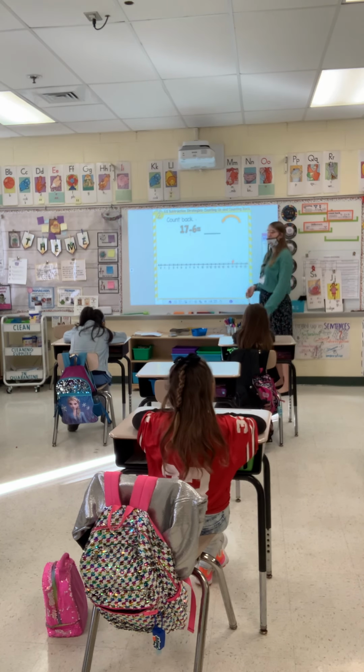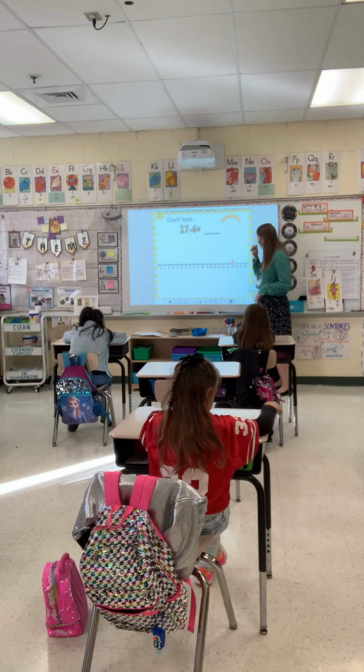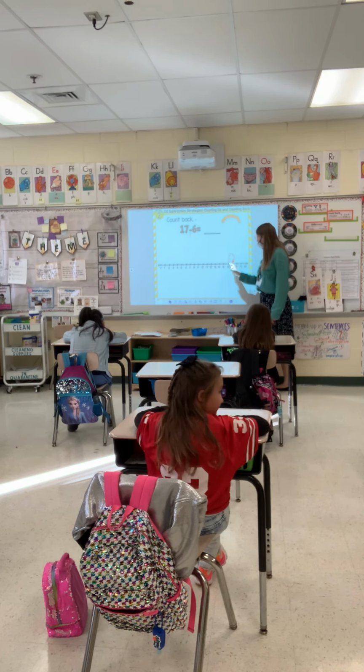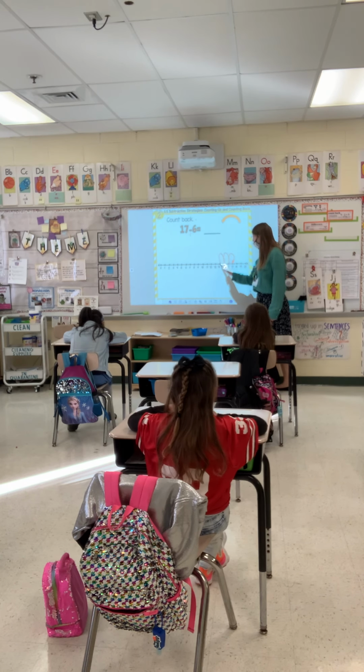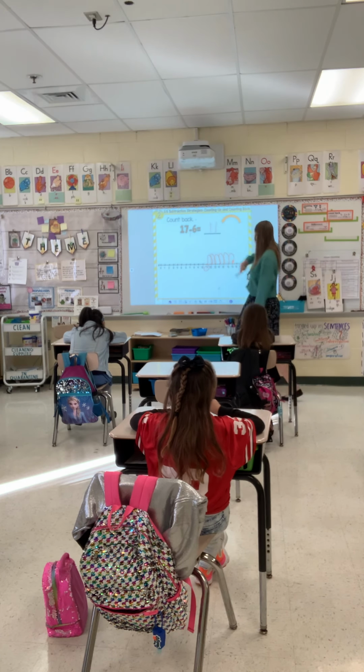I want to take away 6 from 17. It says take away 6, so I'm going to do 6 hops. 1, 2, 3, 4, 5, 6. What number did I land on? 11. How easy is that, y'all?